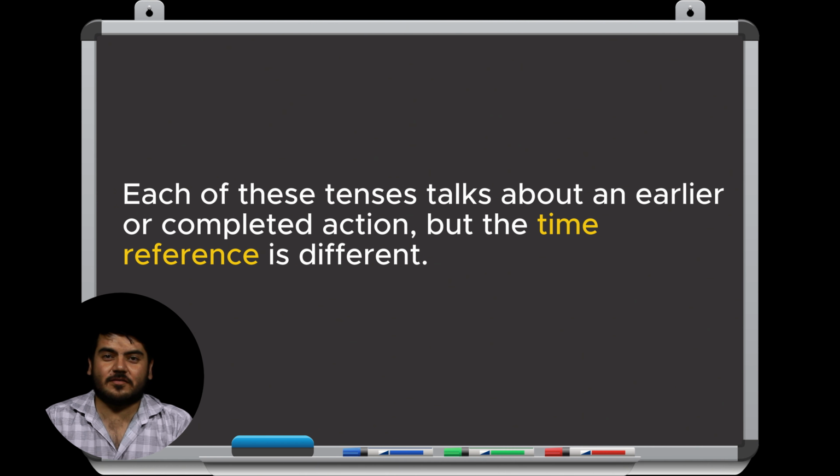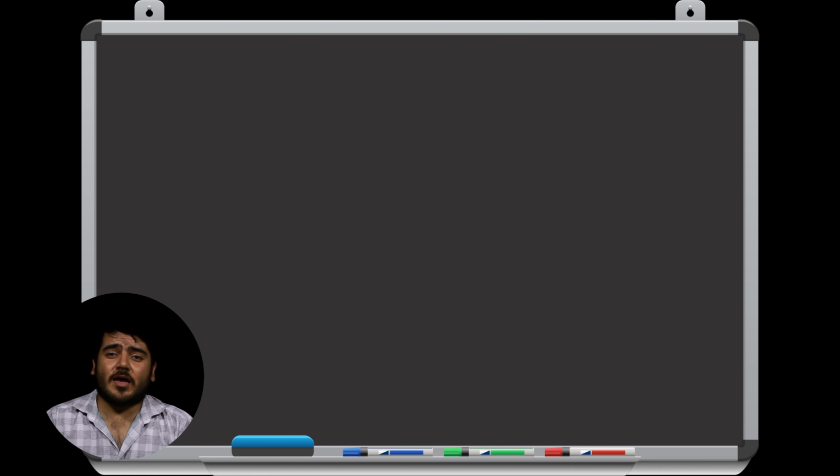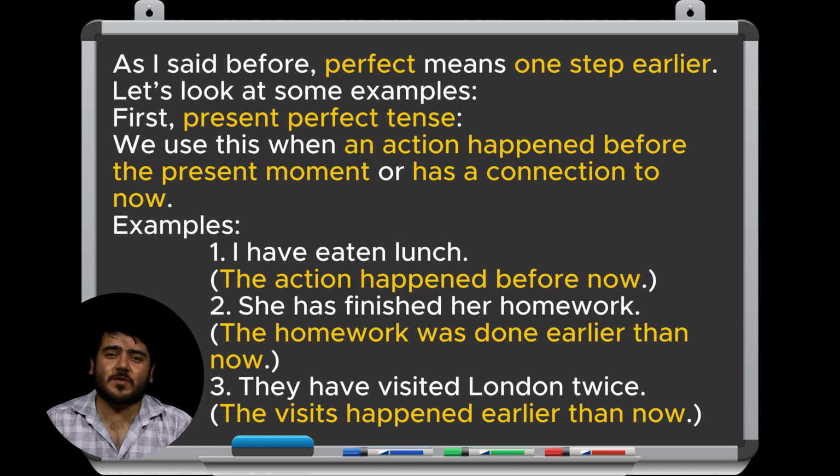Each of these tenses talks about an earlier or completed action, but a time reference is different. As I said before, perfect means one step earlier. Let's look at some examples. First, with present perfect. We use this when an action happened before the present moment or has a connection to now. Examples: I've eaten lunch. The action happened before now.